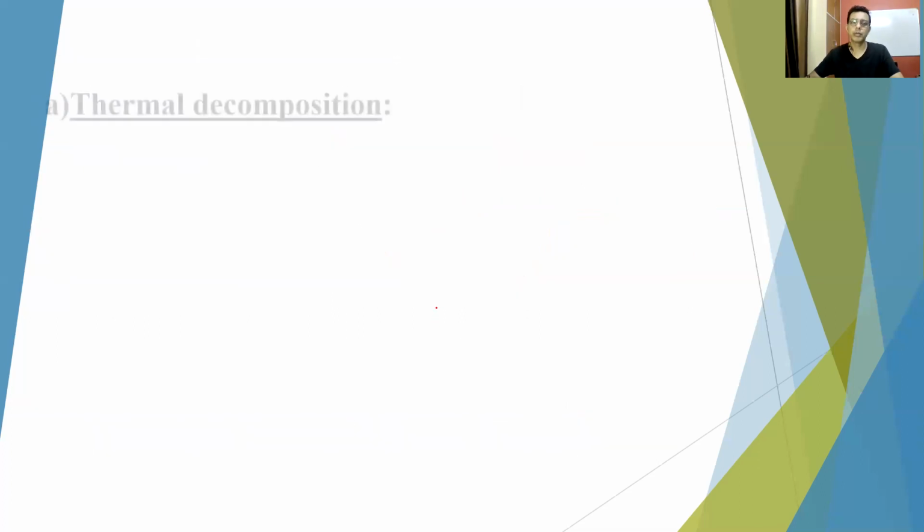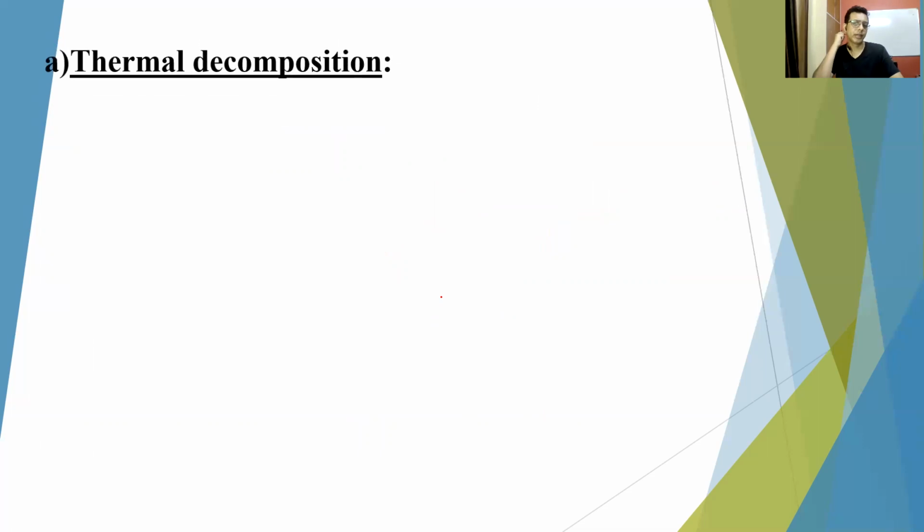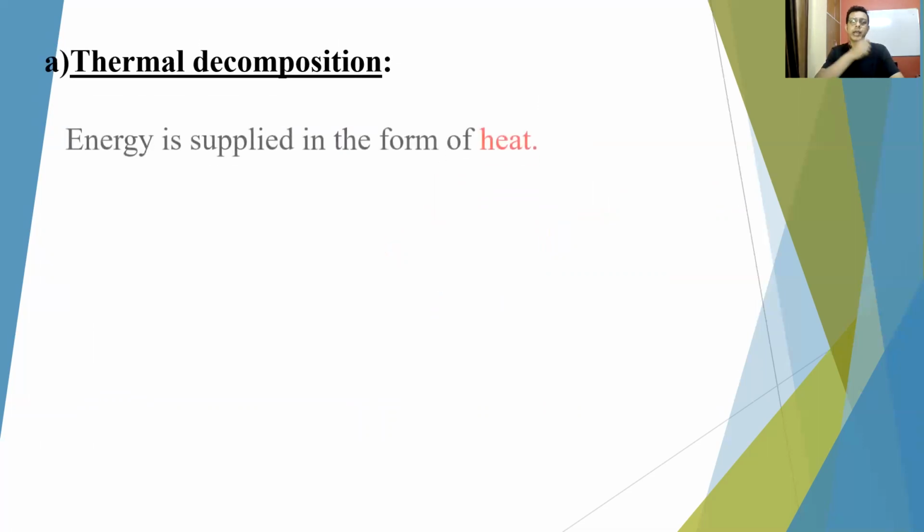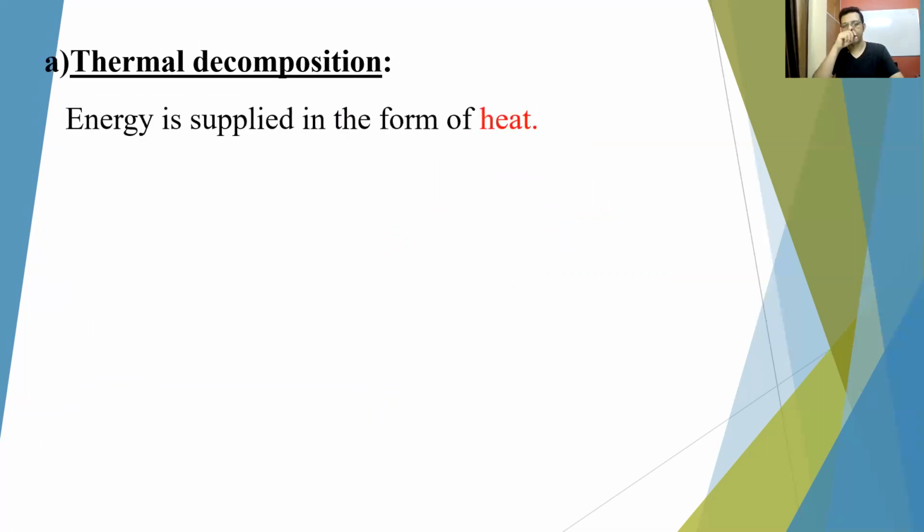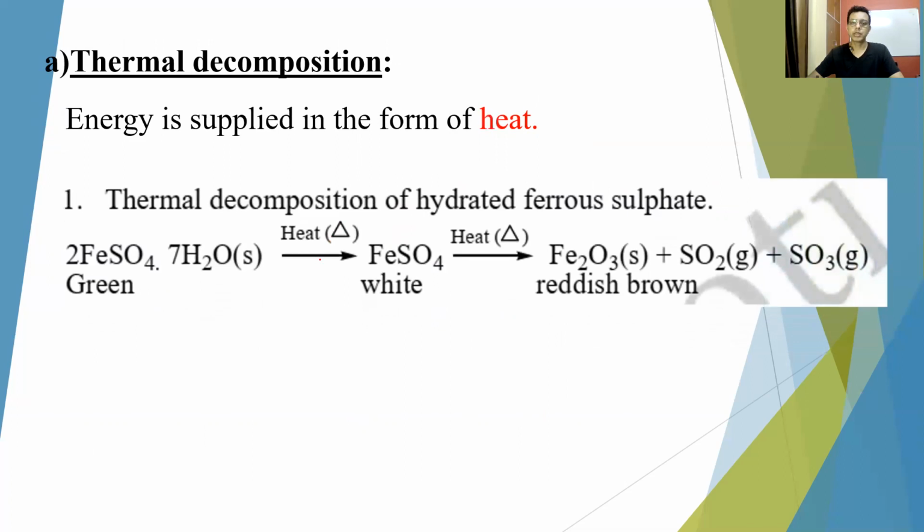So first we'll talk about thermal decomposition. As I already said, it is a type of decomposition where energy is supplied in the form of heat. So where energy is supplied in the form of heat, that's called thermal decomposition. Now this is one example of thermal decomposition where hydrated ferrous sulfate is heated.